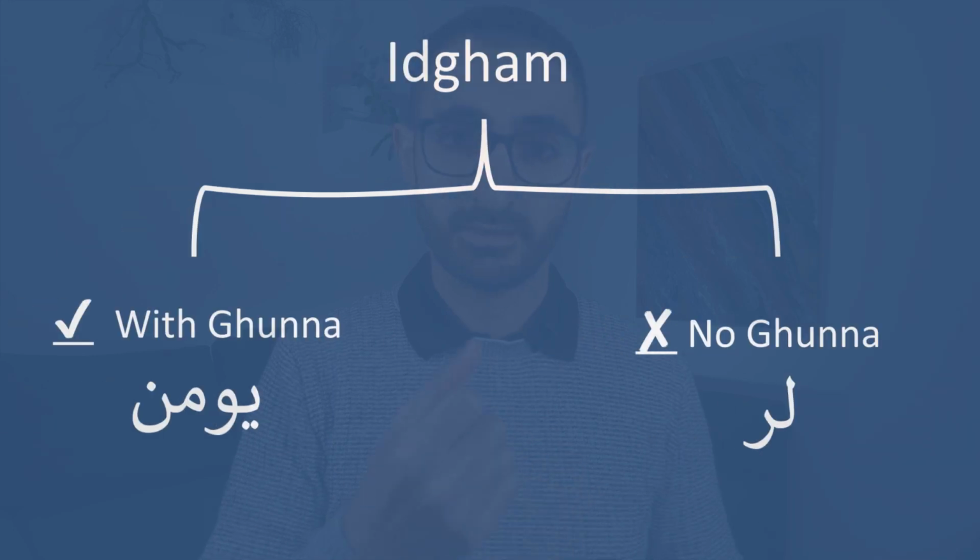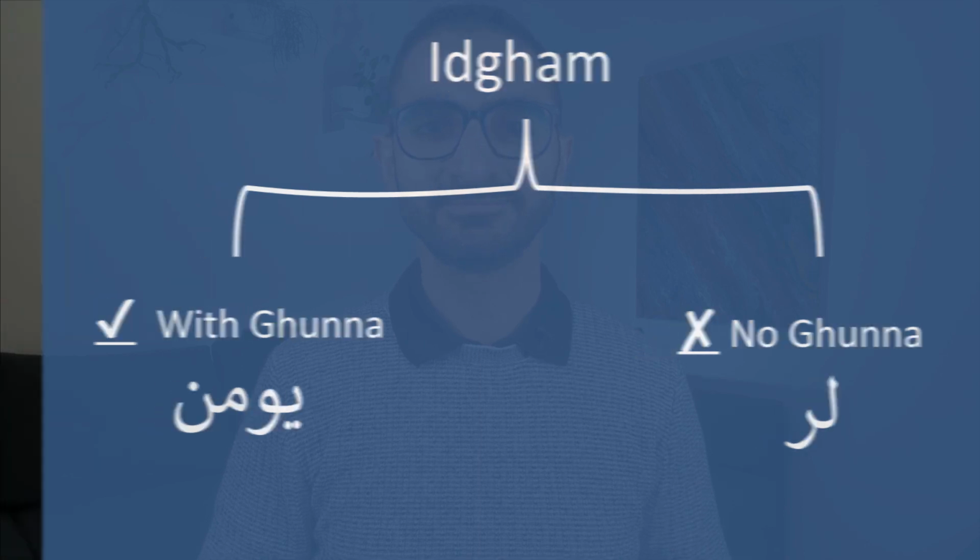So idgham with ghunnah is when you have the letters of yumin, the ya, the waw, the mim and the noon after a noon sakina or tanween, and an idgham with no ghunnah if you have the lam or the ra after the noon sakina or tanween.